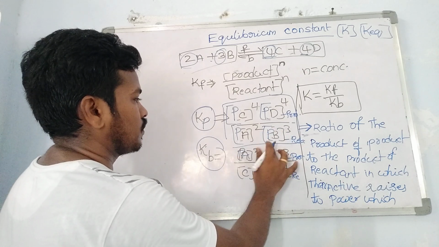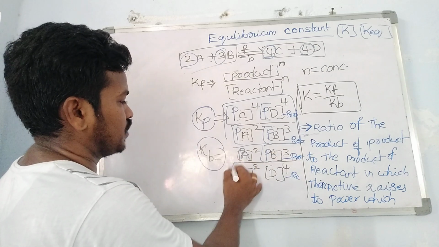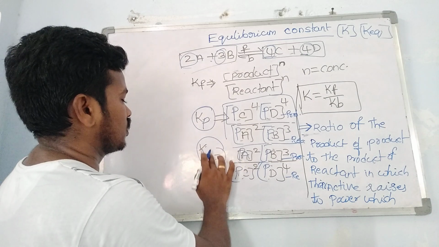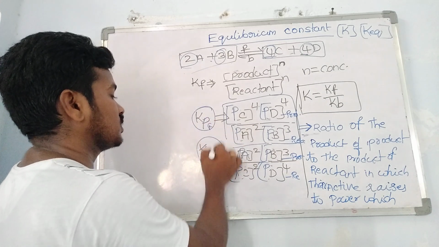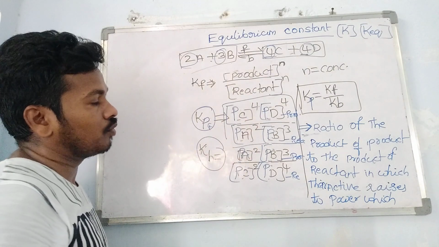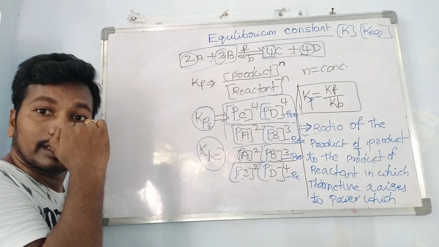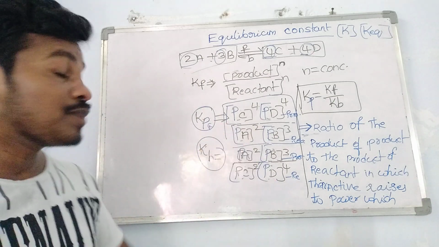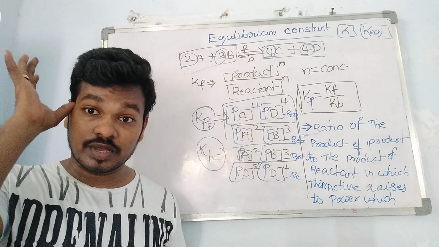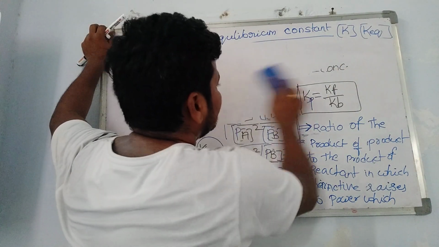So just add the P, and it will become Kp, Kp for the forward reaction. Why? Because we are representing the concentration in terms of partial pressure. To write the Kp, definitely only the gaseous phase should be present; solids and liquids we cannot write. So this is for the one expression.